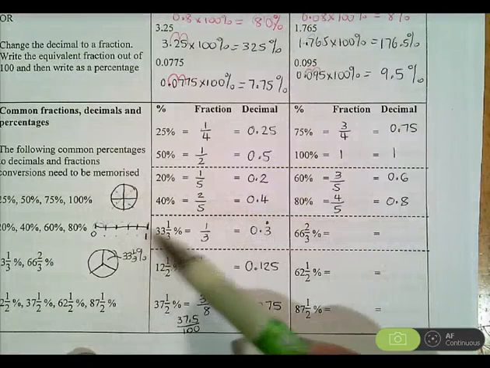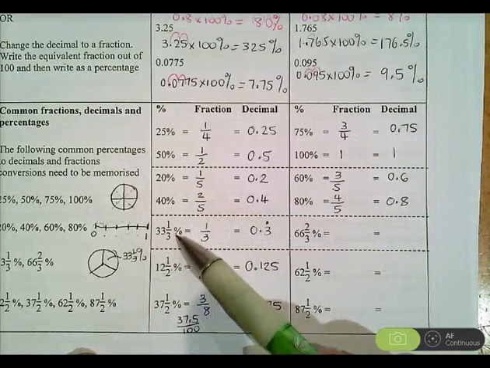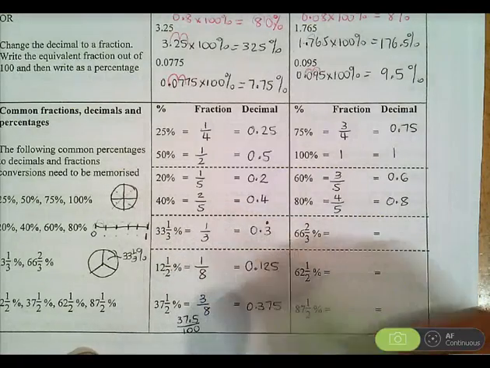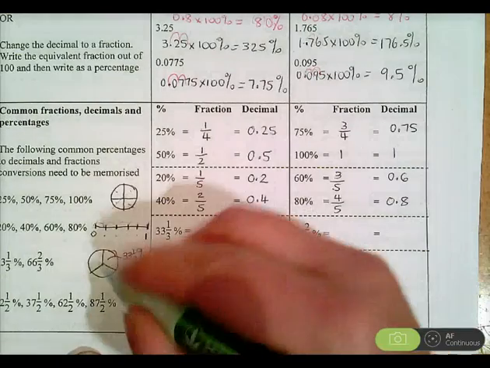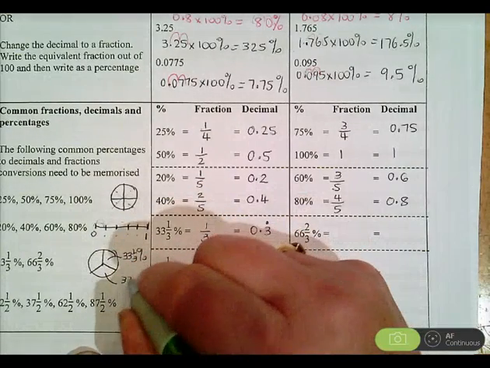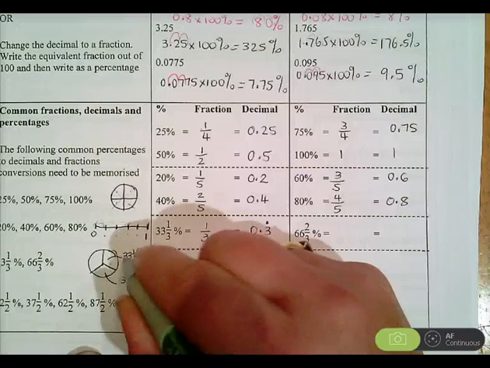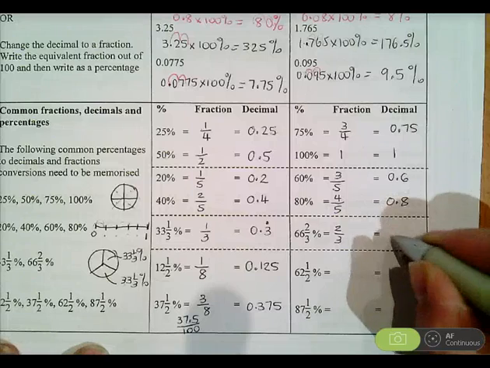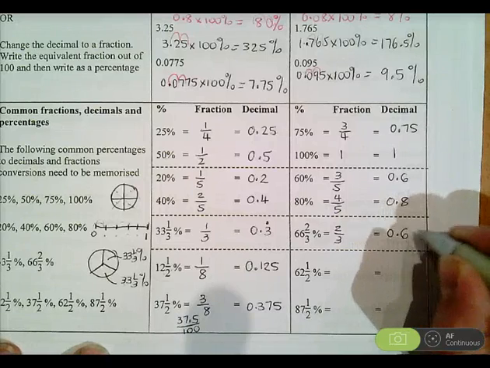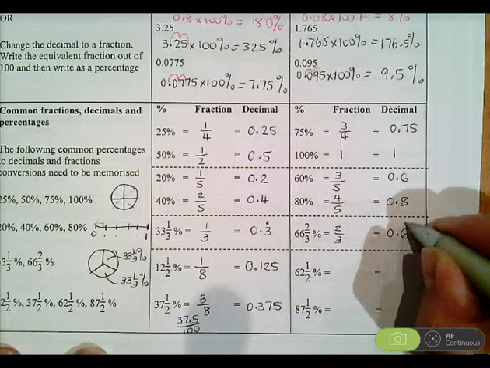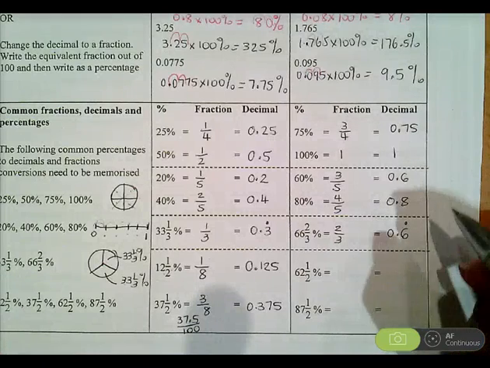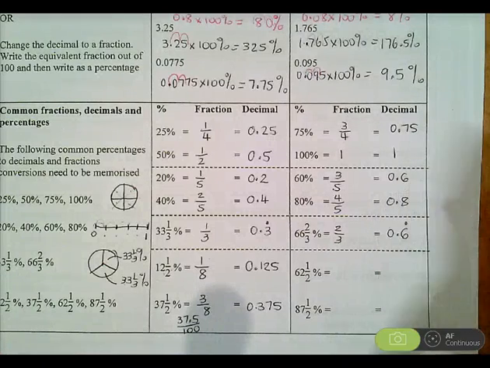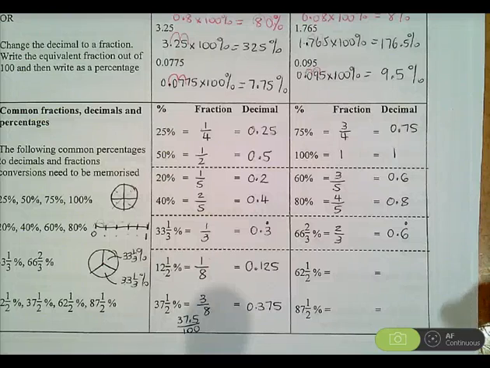And we know that 33 and 1/3% is a third. Now, if you do 33 and 1/3% and another 33 and 1/3%, you'll actually end up with 66 and 2/3%. So that means you've got 2/3. Now, the special decimal for 2/3 is 0.6 recurring, meaning it's 0.66666, and that goes on forever, okay?